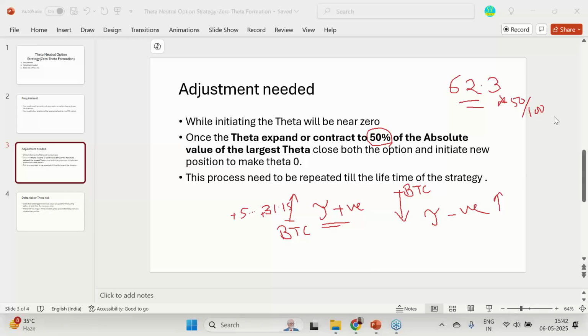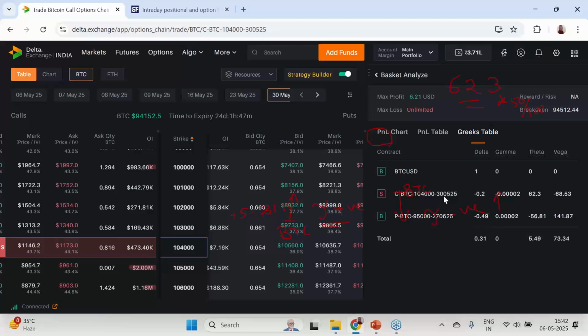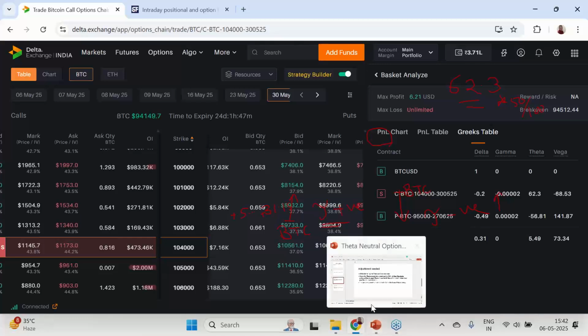What do you have to close? The future will already be in profit. So what you have to do? Both the options will be at a loss. Price is going up, so these two options will be at a loss. However, the same loss will be compensated by the future.